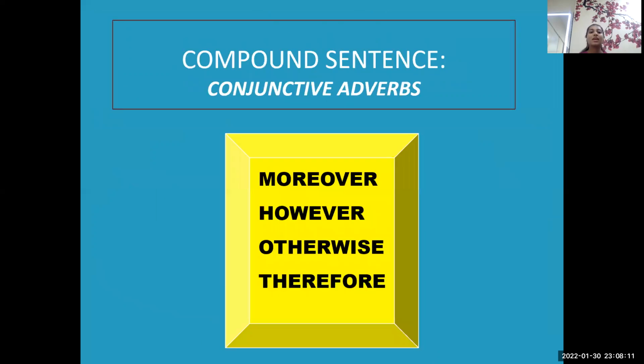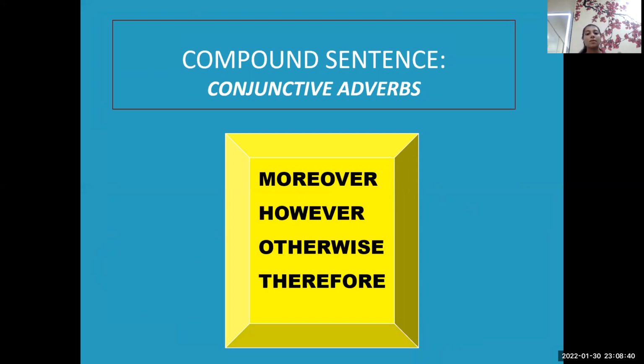So yeah. Now, as I mentioned before, coordinating conjunctions are used, semicolons are used. Along with that, conjunctive adverbs are also used. I'm very sorry for the mispronunciation. Along with those, even conjunctive adverbs are also used. So, what are conjunctive adverbs? What are those? As you can see on the screen, it says moreover, however, otherwise, and therefore.